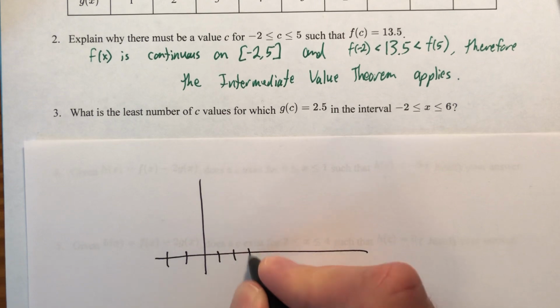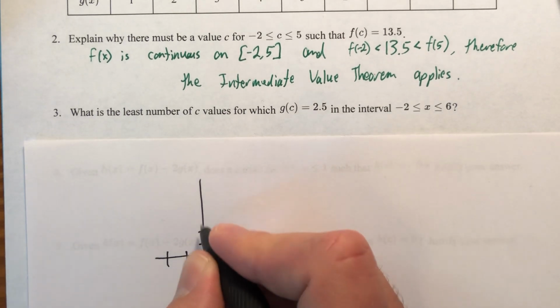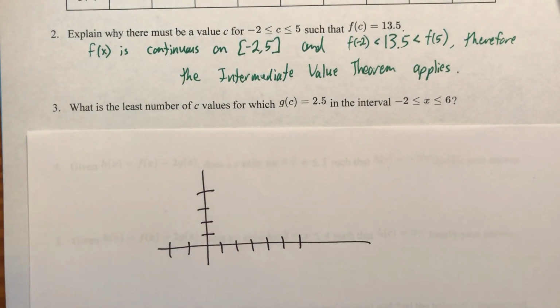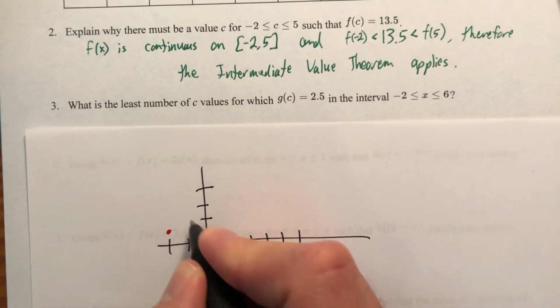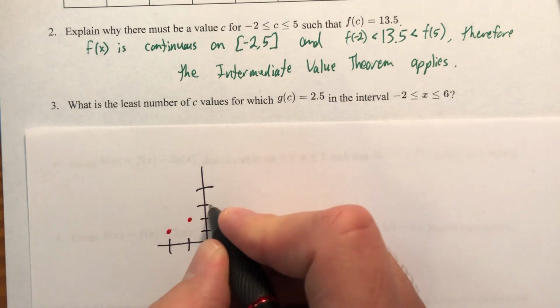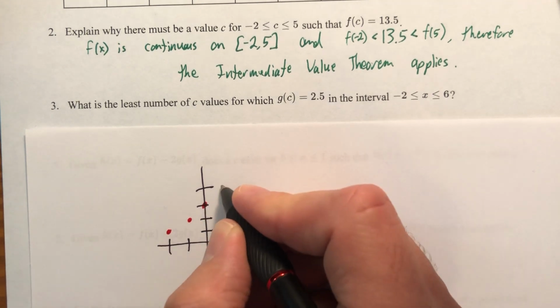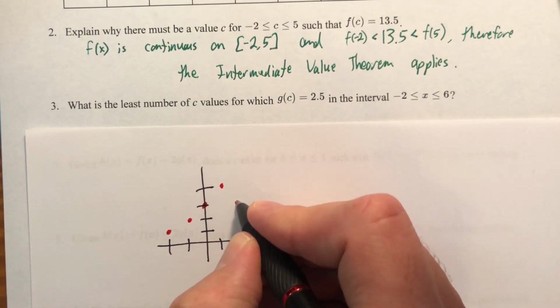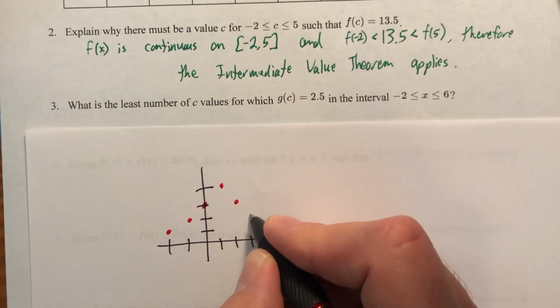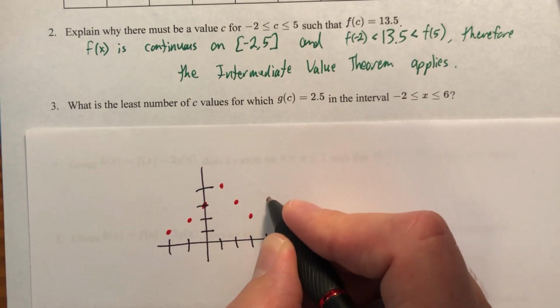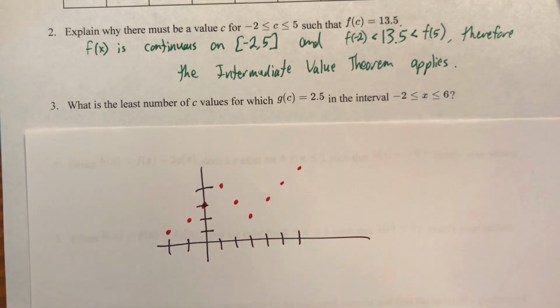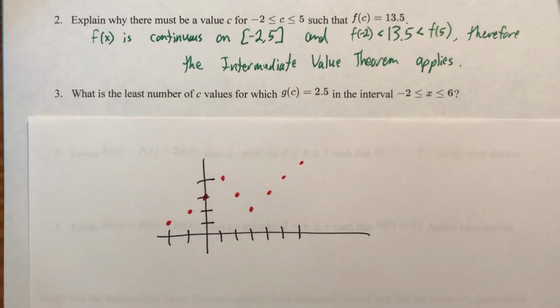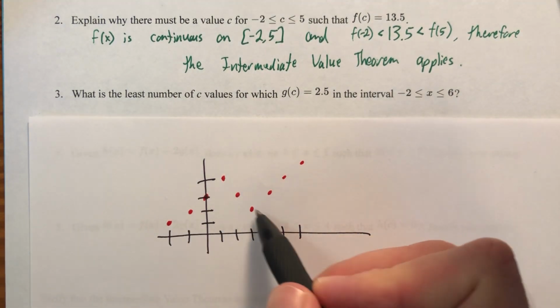-2, 1, 2, 3, 4, 5, 6, 1, 2, 3, 4. Okay, here we go. -2 has an output of 1. -1 has an output of 2. 0 has an output of 3, and then 4, and then 3, and then 2, and then 3. You don't have to do this. And then 4, and then 5. Ooh, didn't go up high enough. Okay. The logical way to connect these dots would just be to draw them like that.